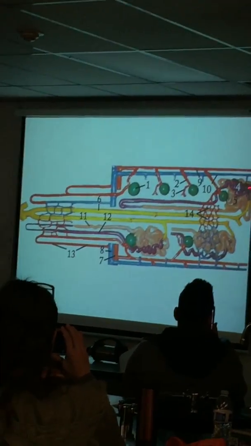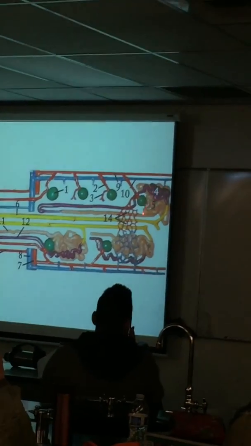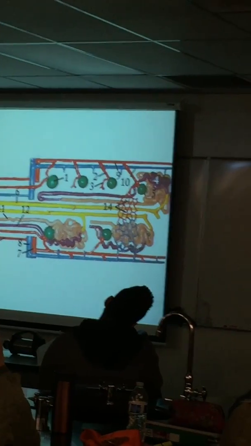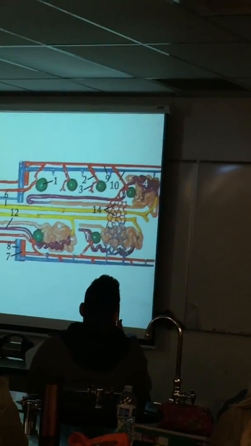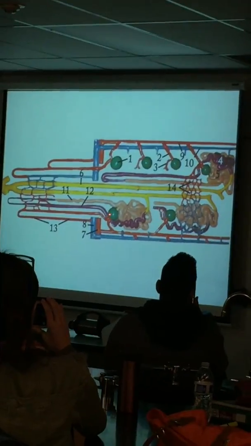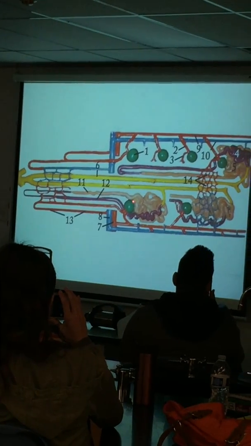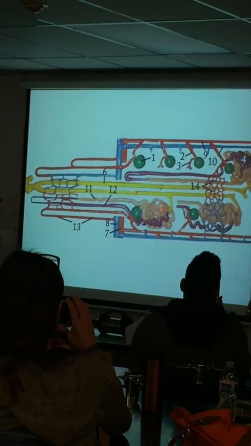Okay, 4 and 5 are PCT and DCT. Which one's PCT? 5 is. So study this. Here's the renal corpuscle. That's the vascular pole. That's the tubular pole. So you know the light beige is PCT, and there's more of it.